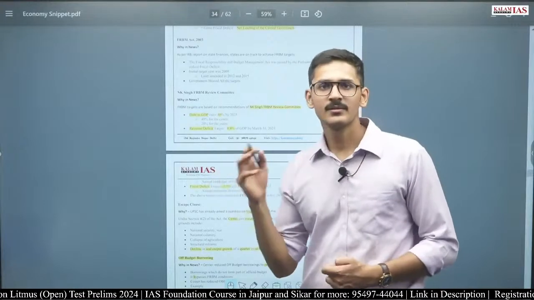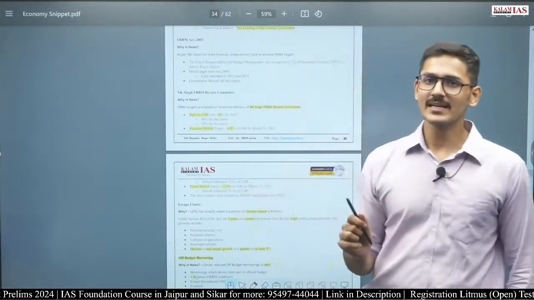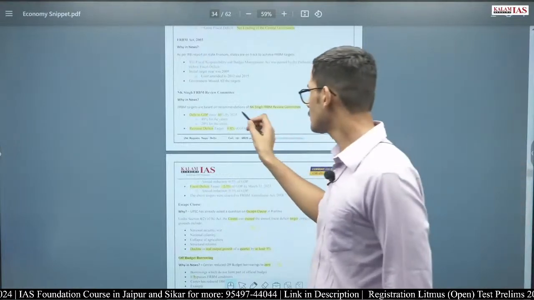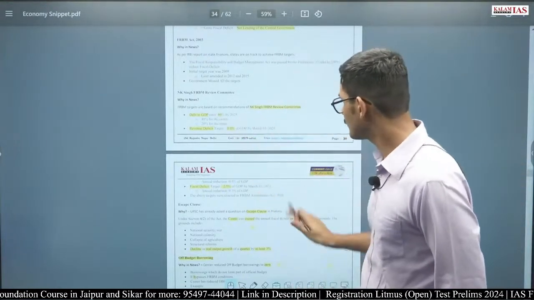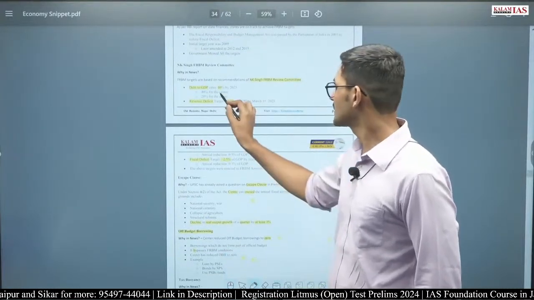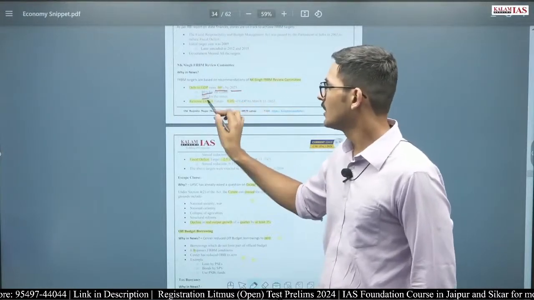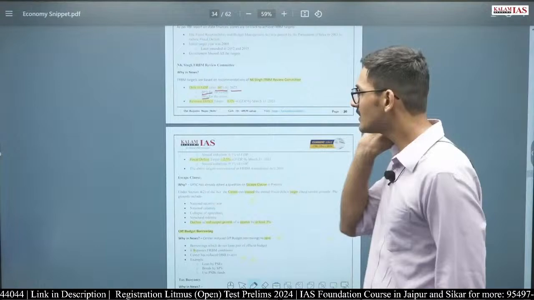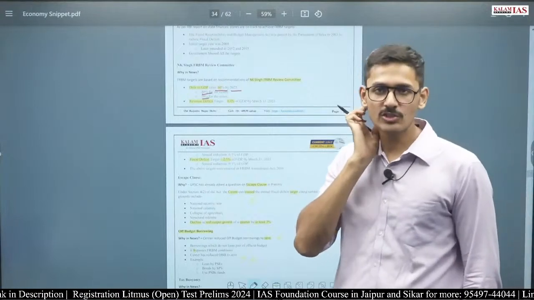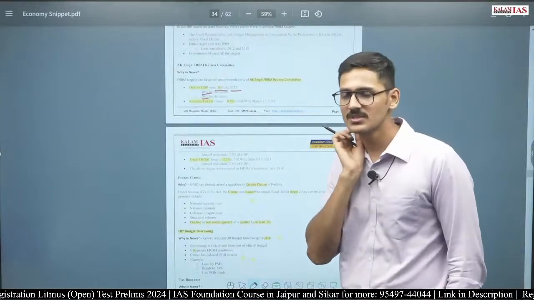What were these targets? The first target is the debt to GDP ratio. The debt to GDP ratio of the country should be 60% by financial year 25. This is what the NK Singh review committee said. Of this 60%, 40% belongs to the center and 20% to the states. Currently it is more than 80%. For states it is about 31%, and for the center it is about 60%.